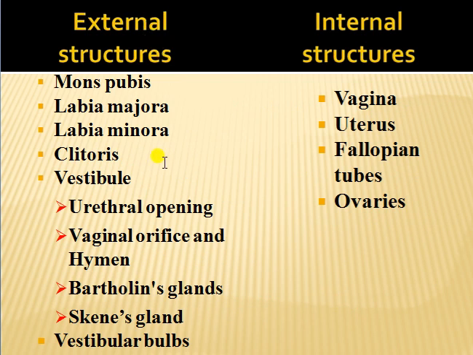So these are the external structures and internal structures. External: mons pubis, labia majora, labia minora, clitoris, vestibule, urethral opening, vaginal orifice and hymen, Bartholin glands and Skene's glands, vestibular bulbs. And internal structures: vagina, cervix, uterus, fallopian tubes and ovaries.